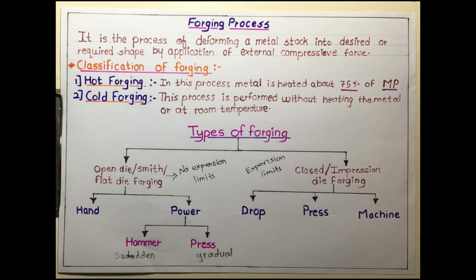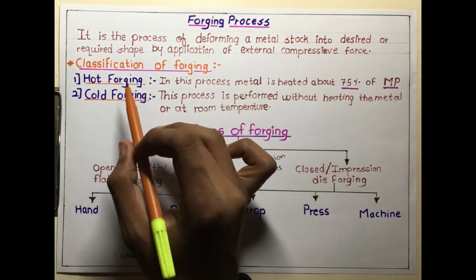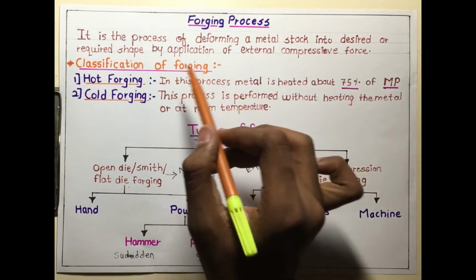In this video we will talk about the forging processes. Forging is the process of deforming the metal stock into desired or required shape by applications of external forces. Then we will see the classifications of forging.